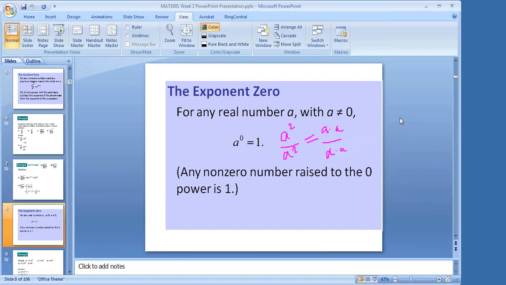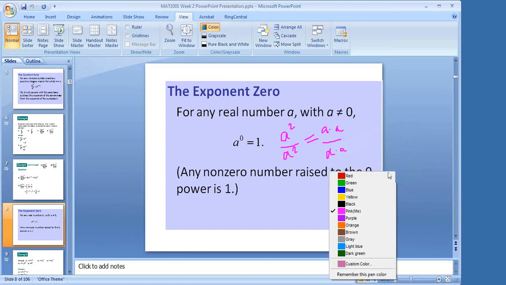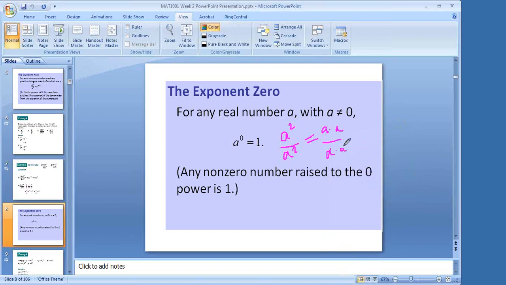And if I decided, I'm going to get another pen color here. Let me get blue. All right, what would happen is I would just cancel, cancel, cancel, cancel. Basically, I have a over a, which is 1, a over a, which is 1, so I've got 1 times 1, which is 1. Everything canceled out. That is always what happens when you raise something to the 0 power. That's kind of what happens in the background.